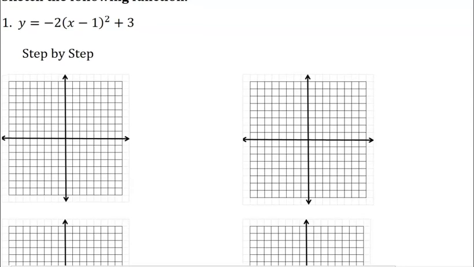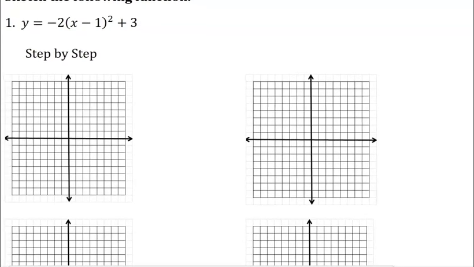Okay, so with this one, we're going to break it into steps. I know that my parent function is f of x equals x squared, and I know that I have a horizontal shift on the inside here. I know that I have a vertical stretch and a vertical reflection, x-axis reflection, and then I have a vertical shift. Okay, so I'm going to do this one piece at a time. I'm going to start with the x squared function, and I'm going to shift 1 to the right. So this is right 1 first.